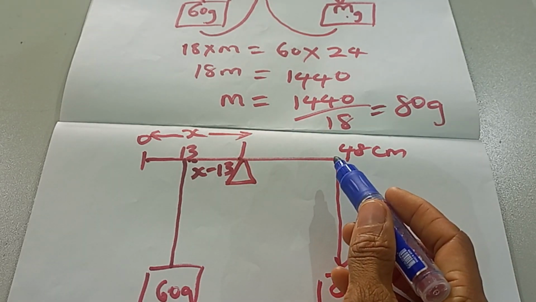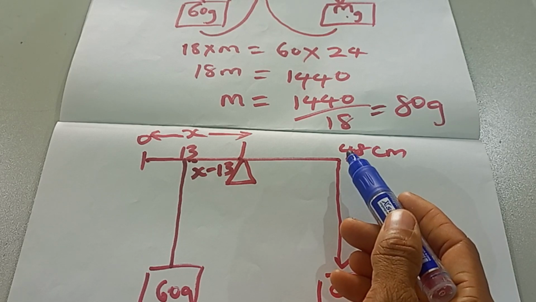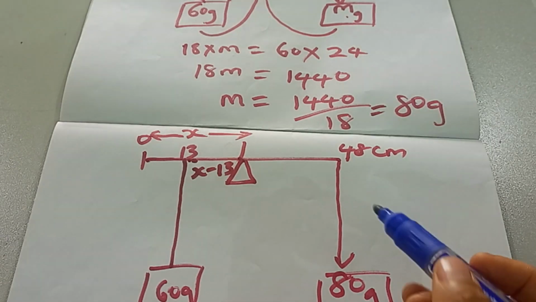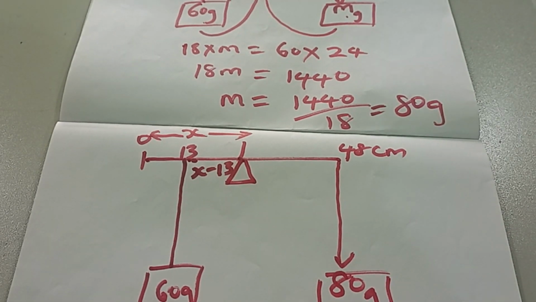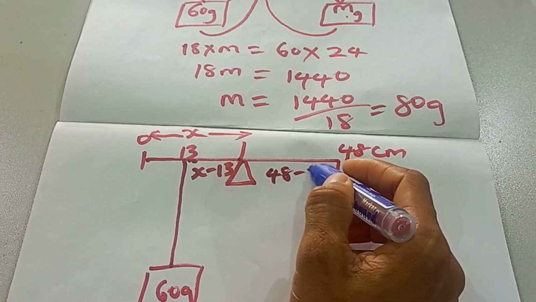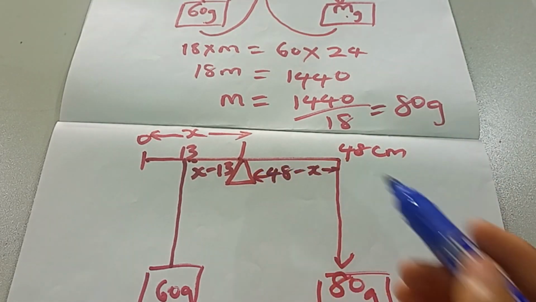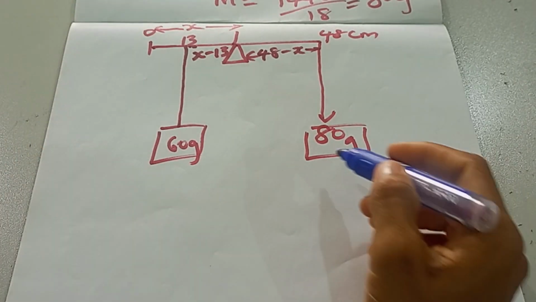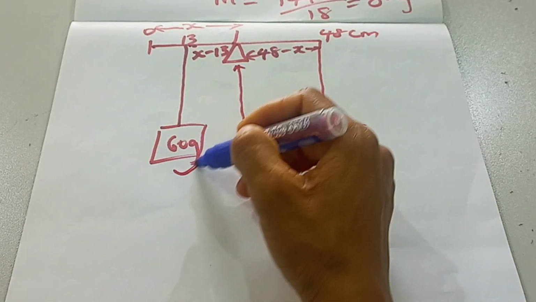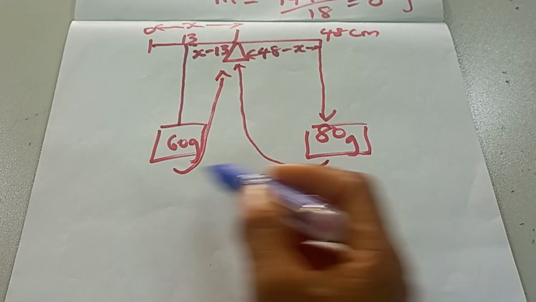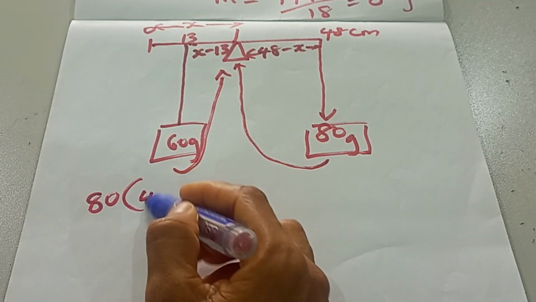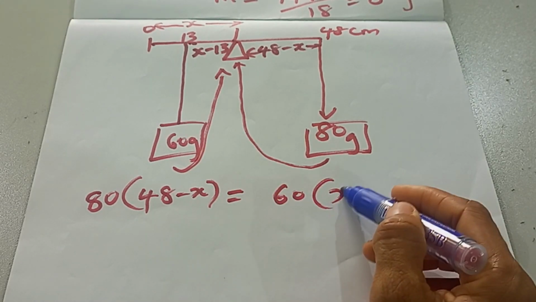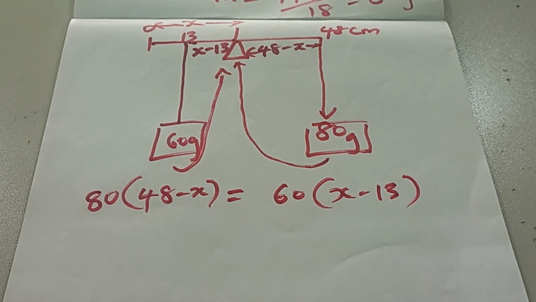Now what about this place? Remember, here is 48 and from here to here is already x. So how do we get the center? We are going to do 48 minus x. That's the distance from here to here. So now we can take our moment about that point by saying clockwise moment is equal to anti-clockwise moment. So 80 times (48 minus x) is equal to 60 times (x minus 13), so that we can get the unknown x.